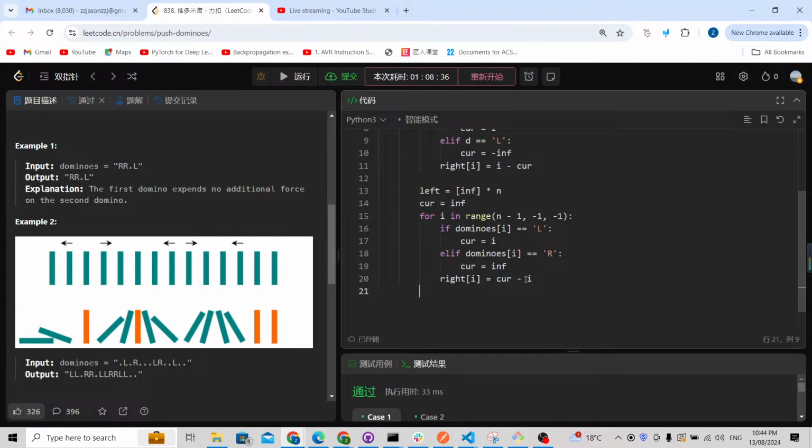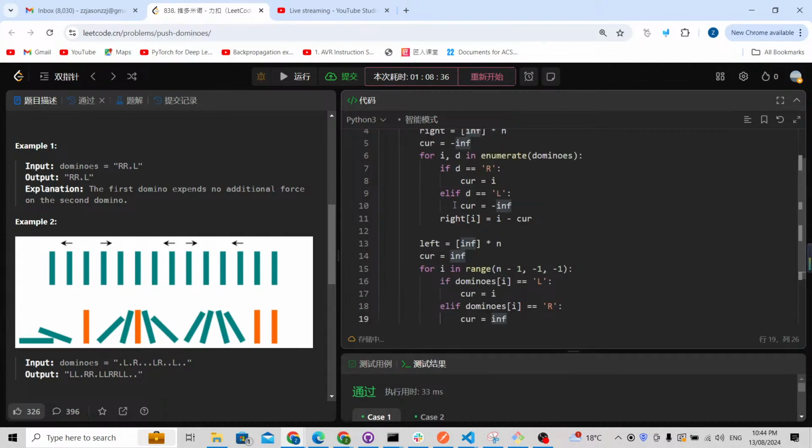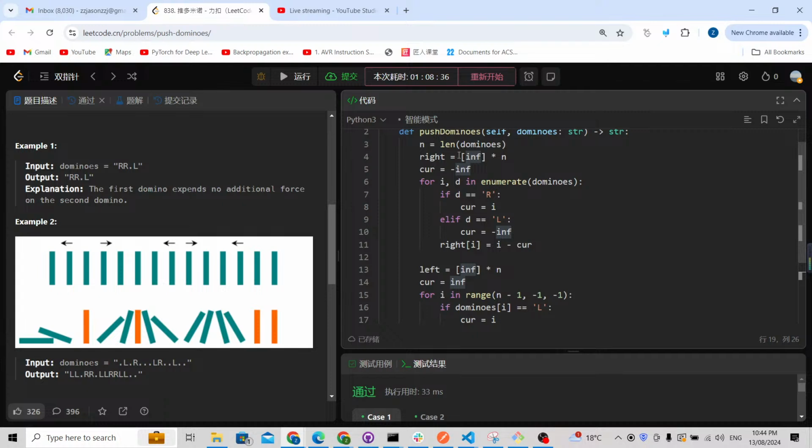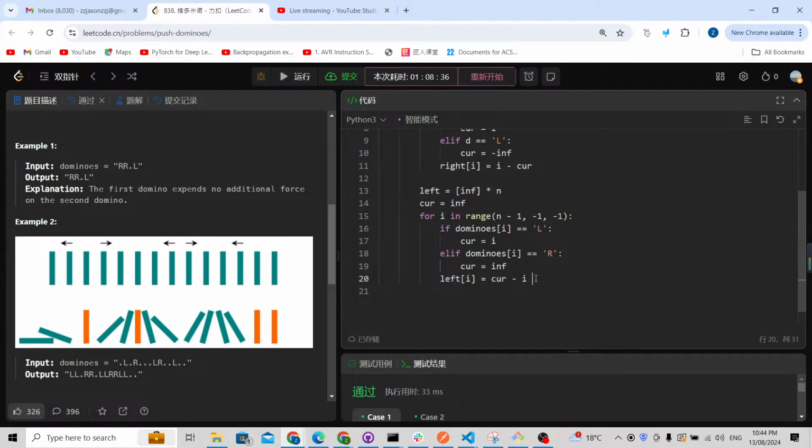Now we have this array, and it's gonna be the left array. Now we have the left array and we have the right array, and the right array is just the distance to the R, and the left array is just the distance to L, and finally we just need to get the final result.